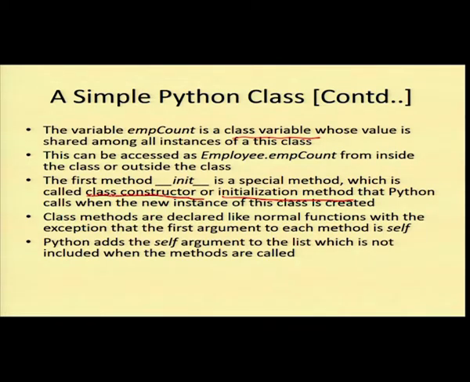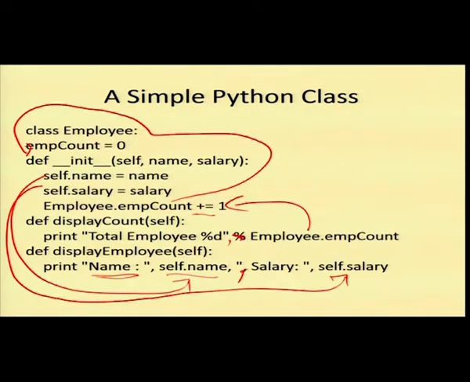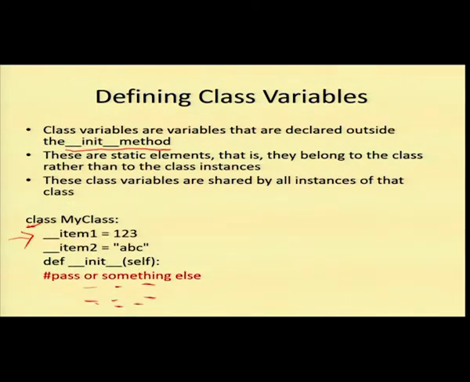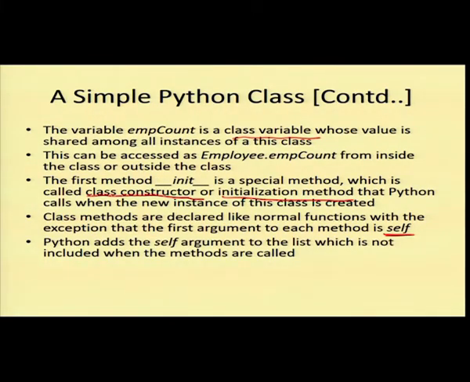Class methods are declared like normal functions, with the exception that the first argument to each method is self, and that is the reason I said this self is mandatory. This self is mandatory, and that is the reason even in our previous slide we had this self which is mandatory. Python adds the self argument to the list, which is not included when the methods are being called.